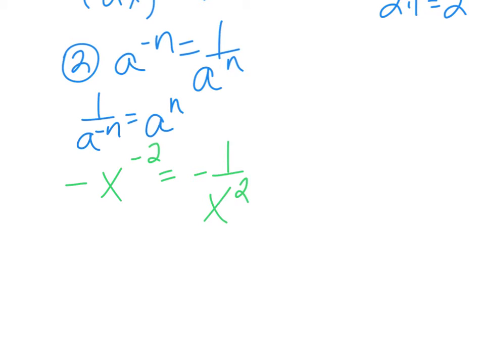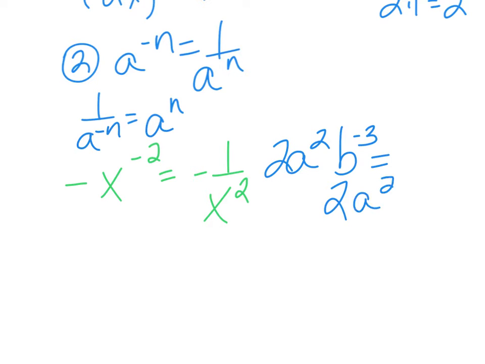But if you had, say, 2 times a squared over b to the negative 3. The 2, remember that's all 2 times a squared times b to the negative 3. The 2 doesn't have a negative exponent on it, so it stays where it is. A squared, that's positive, stays where it is. But b to the negative 3 goes underneath because that exponent is negative.